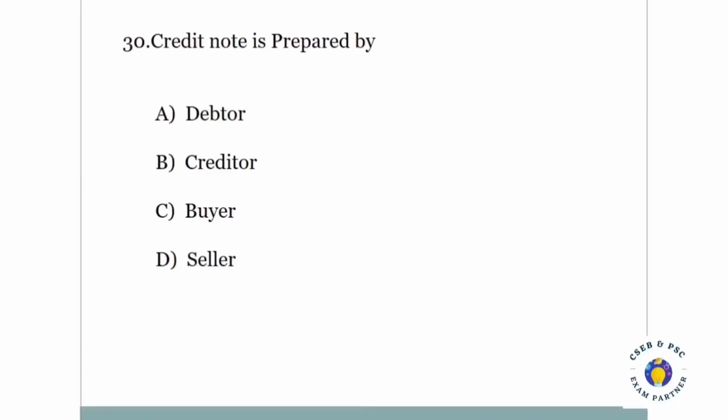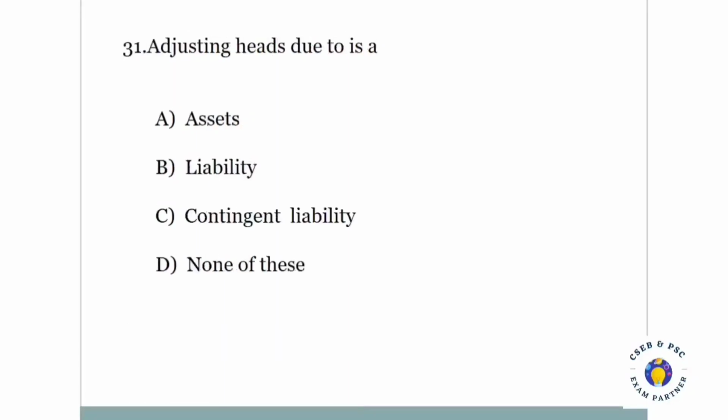Question number 30. Credit note is prepared by option A, debtor, option B, creditor, option C, buyer, option D, seller. Answer is seller. Question number 31. Adjusting heads due to is dash. Option A, assets. Option B, liability. Option C, contingent liability. Option D, none of these. Answer is asset.